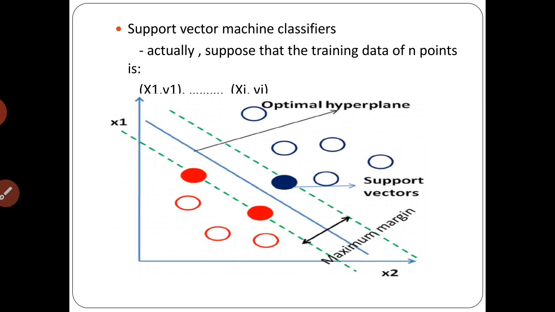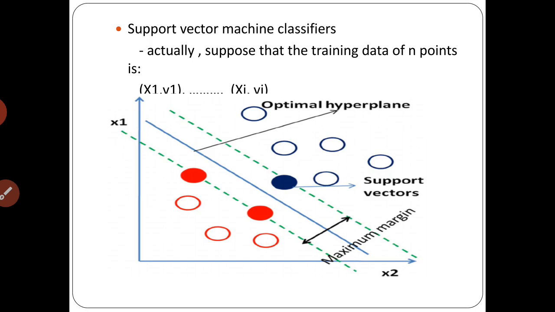Okay, the hard line in the center is the optimal hyperplane. The dotted lines are the gutters of the two classes. The gap between the gutters is the maximum or widest margin. So the maximum or widest margin classifies the hyperplane.